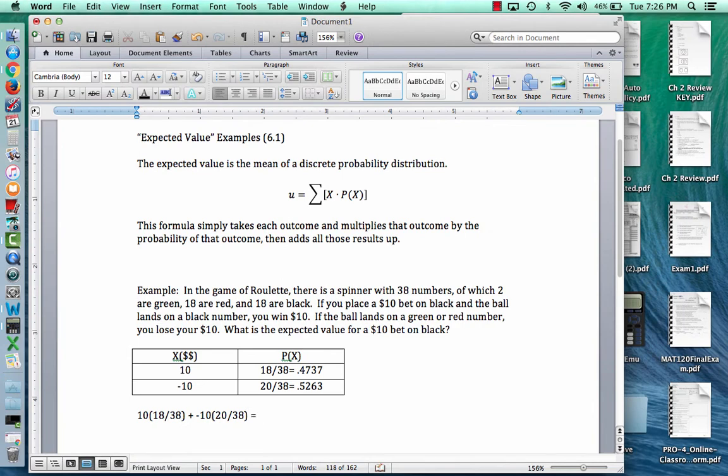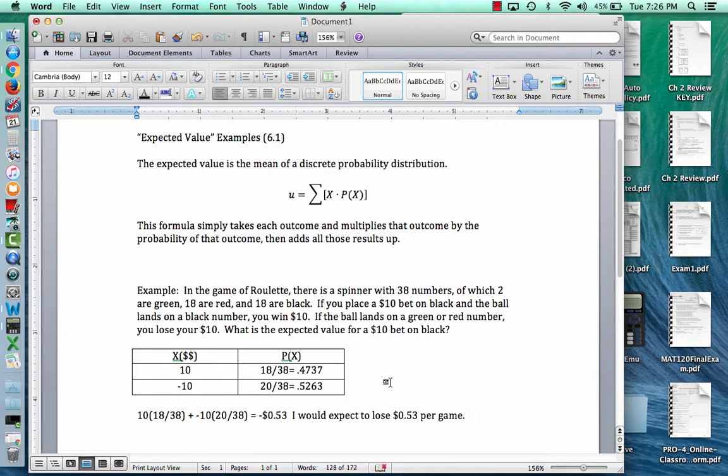So 0.53, and that represents a dollar amount. So what this means is I would expect to lose 53 cents or $0.53 per game. Now, can you lose 53 cents in one game?